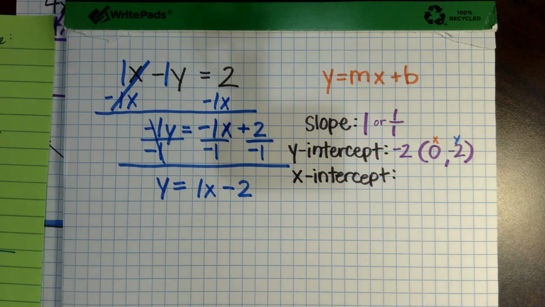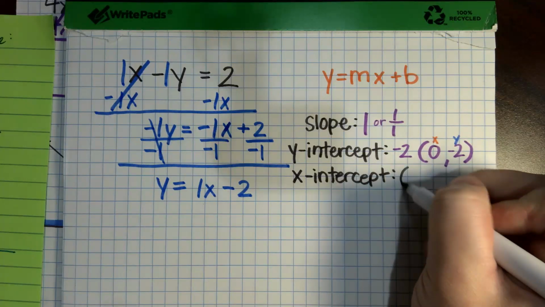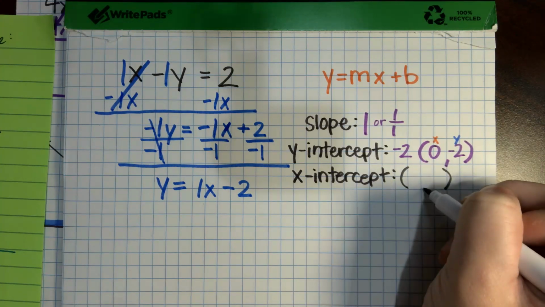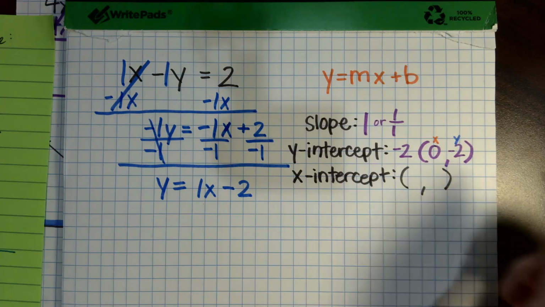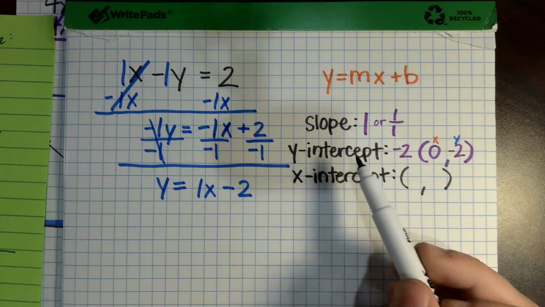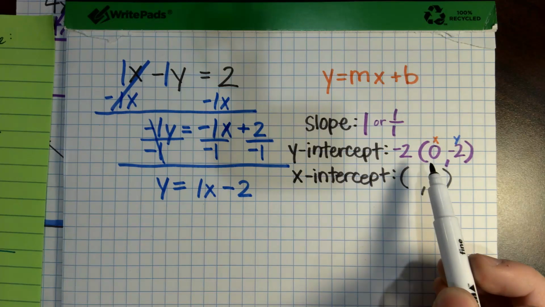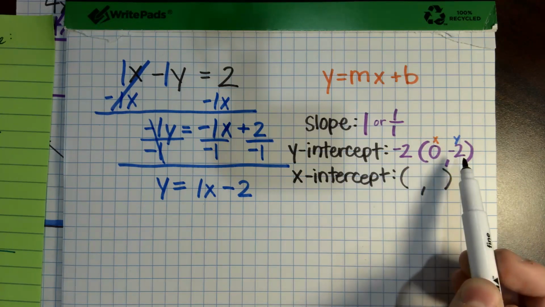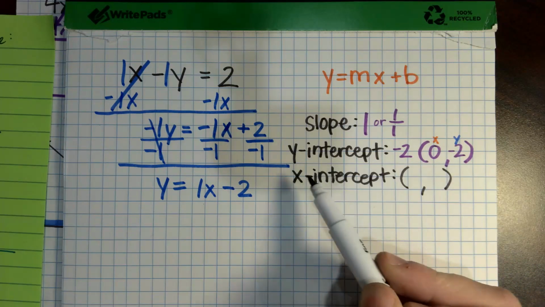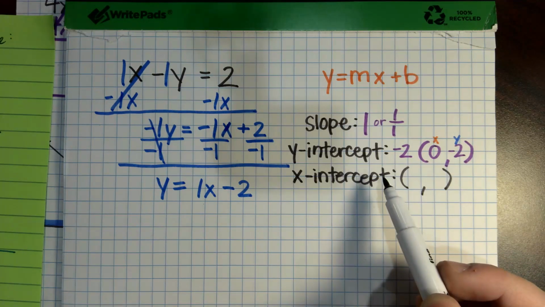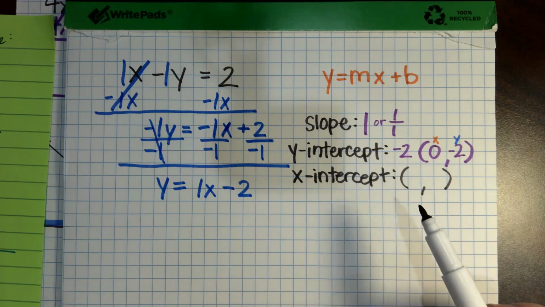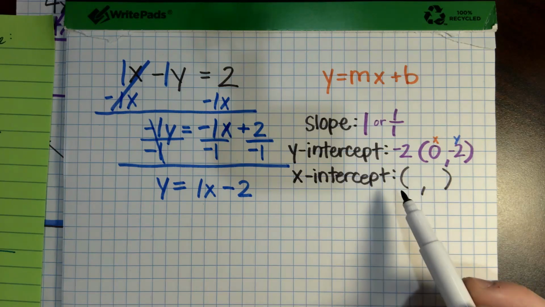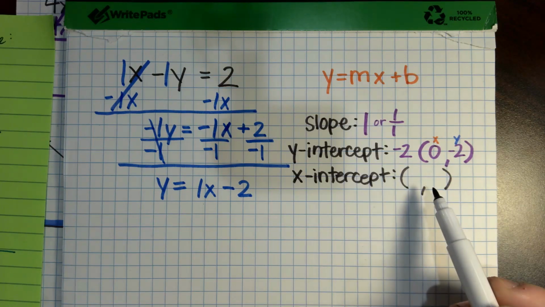Okay, I hear some dividing negative 2 by 1. Let's start by making the empty coordinate so we know what we're solving for. So for the y-intercept, we set x to 0 because we're solving for y. For the x-intercept, we're solving for which one? For x. So we're going to set y to 0.